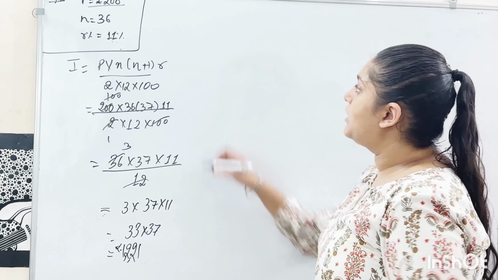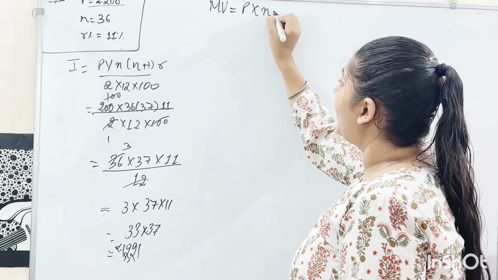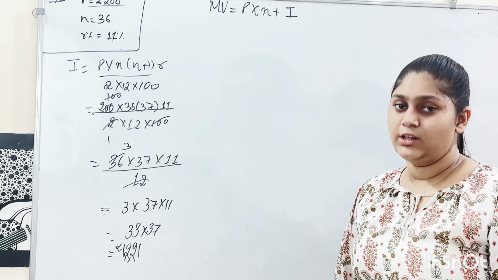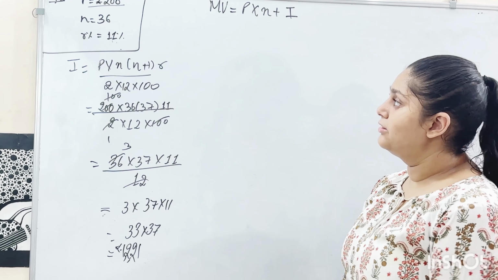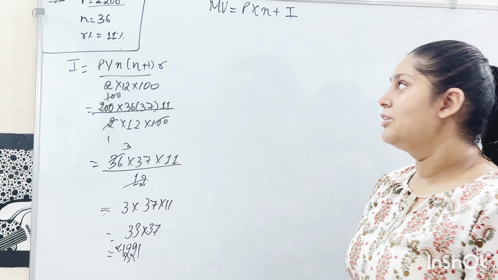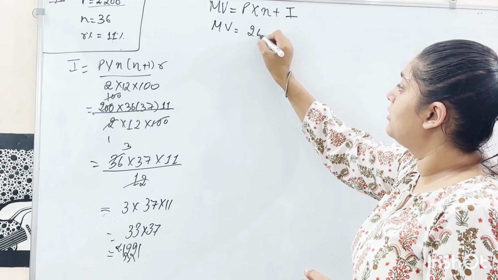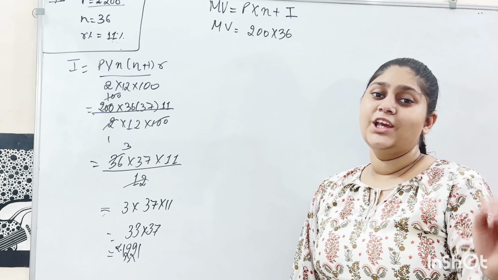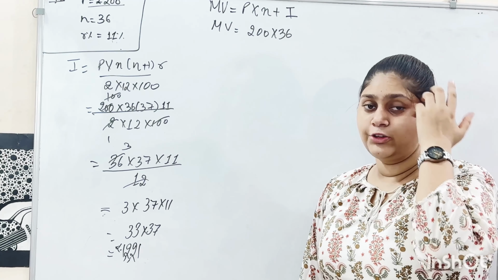Now let's find the maturity value. I'm repeating the same thing again and again: you hear it and you learn it. Learn the formula, not the whole sum. Fine, learn the method. Understand the method. So MV: P is your 200 into 36. If it's written 1 year, please don't write 1 exactly like that. It's 12 months. Please convert it, okay?